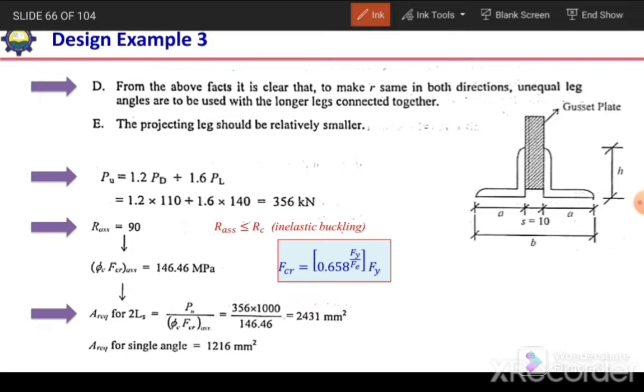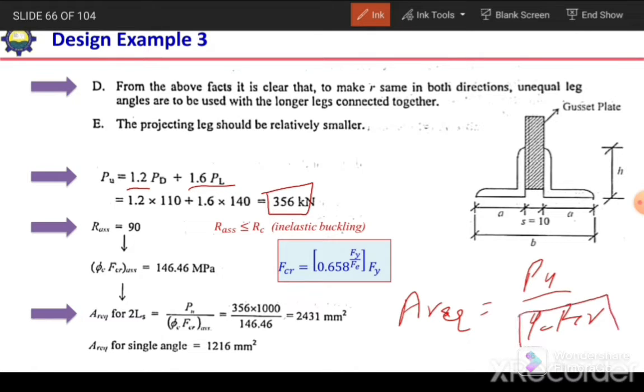So next we need to calculate the design loads, or the factored applied load. In case of dead and live, we can combine by 1.2 dead and 1.6 live, so it comes out to be 356 kilonewton. To select the section, we need to calculate the required area, A required, which is Pu over phi c Fcr. And to calculate phi c Fcr, we need the slenderness ratio value.